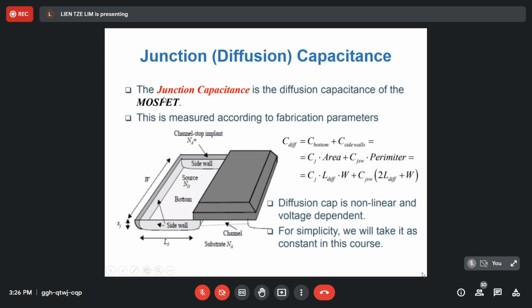Now it's about junction capacitance. Junction capacitance is the diffusion capacitance of the MOSFET. It is measured according to the fabrication parameters. Here are the formulas for how to determine the diffusion capacitance by measuring the area and parameters of the diffusion region, together with the junction capacitance. I will not explain this more, it is just for your information only.